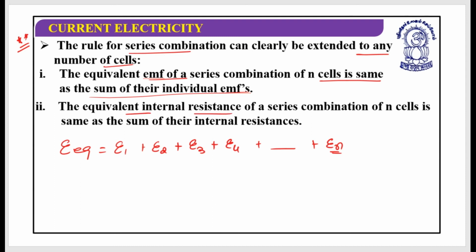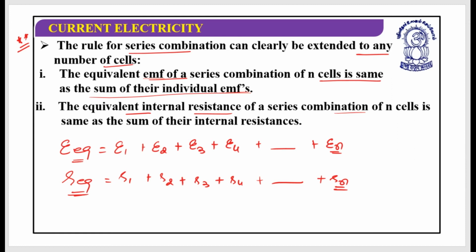And the equivalent internal resistance of a series combination of n cells, that is the R equivalent, is R1 plus R2 plus R3 plus R4, and this can be extended up to Rn. So this is the E equivalent and this is the R equivalent. We can go through this. So this is the series combination of cells, where more than one cell is connected in series, and we are just going to find the E equivalent and R equivalent.